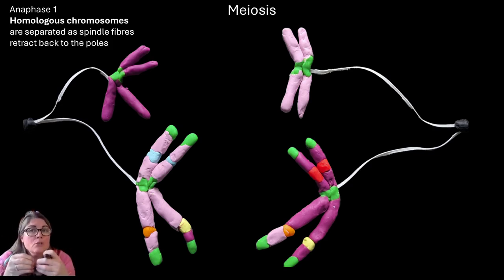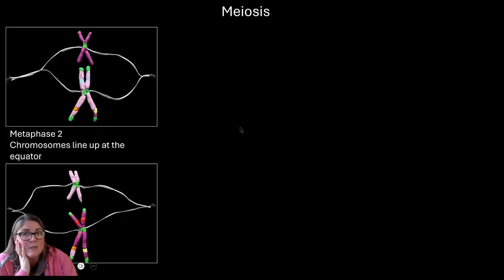So anaphase 1 then, what are we talking about? These homologous chromosomes are going to be pulled apart. They're going to be pulled by the spindle fibers retracting into the centrioles, and that therefore is going to now separate my homologous chromosomes, so that now I have two cells with only one of the chromosomes in it.